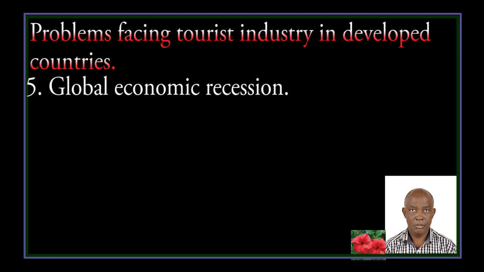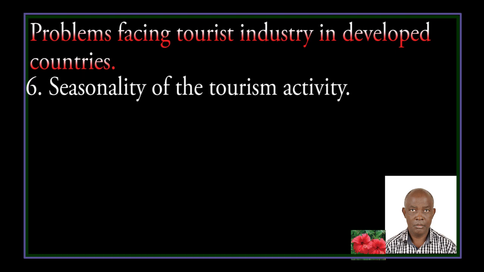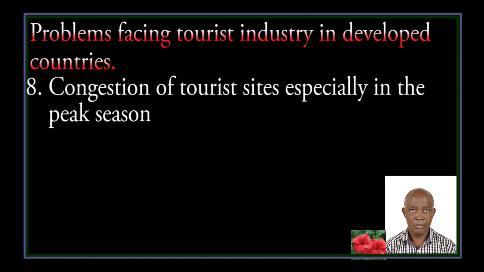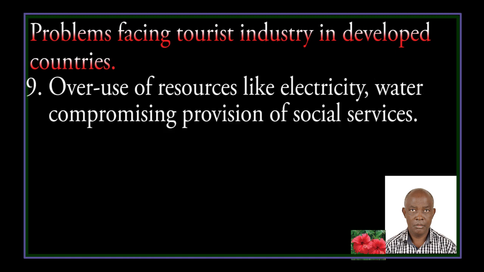Global economic recession. Seasonality of tourism activity. Severe winters affecting the movement of tourists. Congestion of tourist sites, especially in the peak season. Overuse of resources like electricity or water, compromising provision of social services.